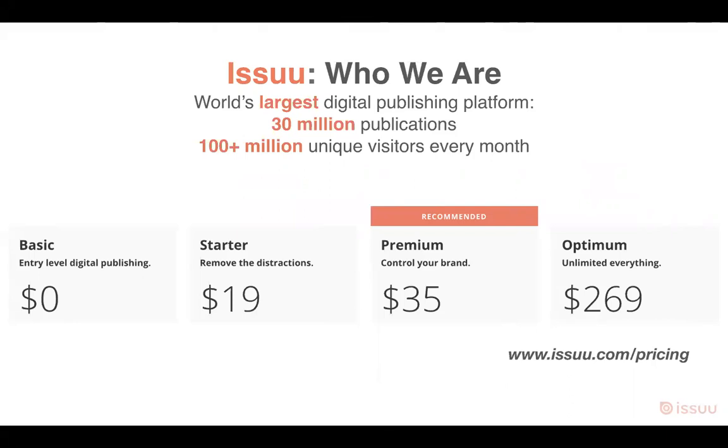The second experience is for those that want to publish on Issuu. For our publishers, we offer 4 different plans: free basic plan, starter, optimum, and premium. On our premium plan, there are most of the features that publishers need to use. And on the optimum plan, we also have some extra features like unlimited, unlisted, or the collaborate feature.